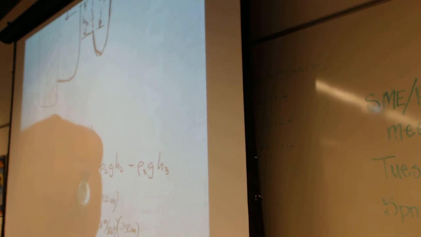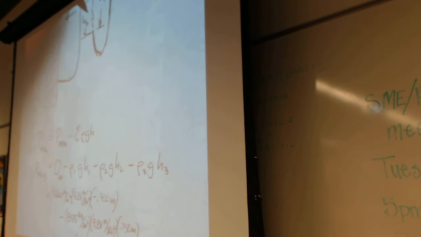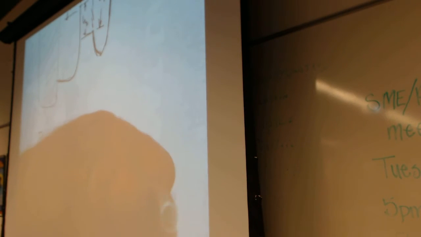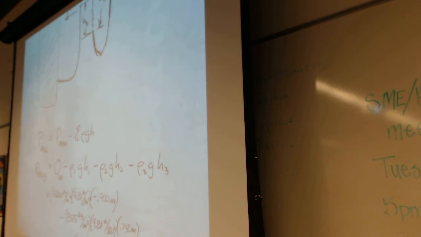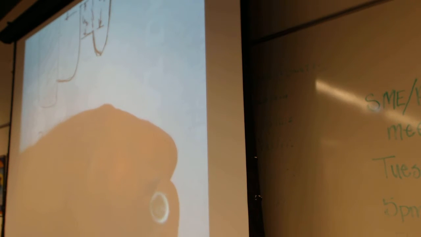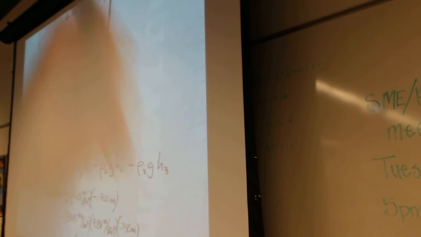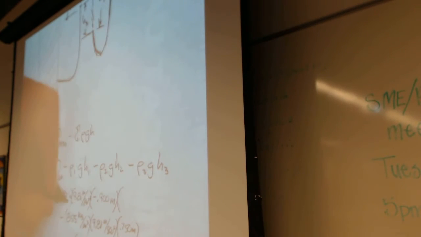And then for my third one, the density was water. That's 1,000 kilograms per meter cubed, 9.81 meters per second squared, and the height on that one, we're measuring up, so that's a positive h, which is 0.90 meters. And now we have conversions.